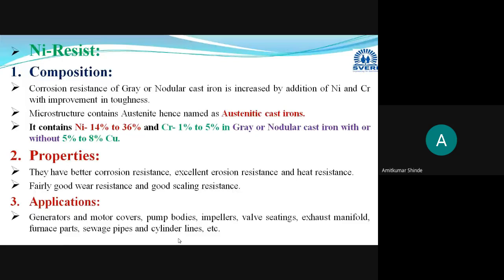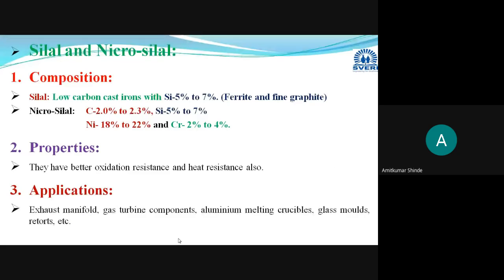Then after nickel resist cast iron, the next is the silal and the nicrosilal type. Now what is the silal? Silal is a type of alloy cast iron. It is a low carbon cast iron to which 5 to 7% silicon is added, and you will end up with ferrite plus fine graphite in the microstructure. That is the silal.